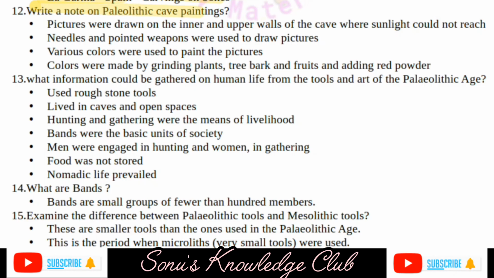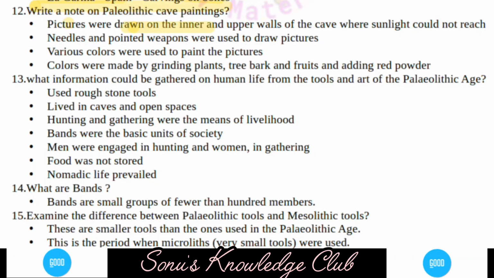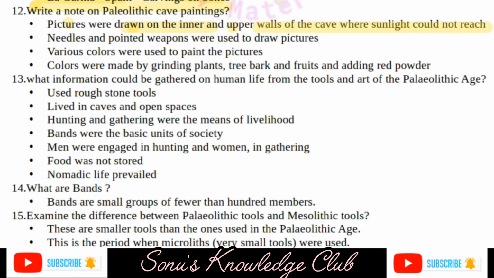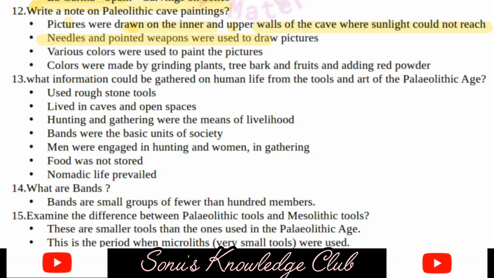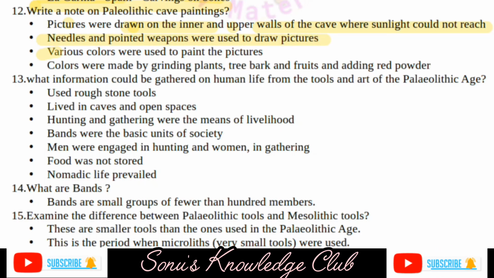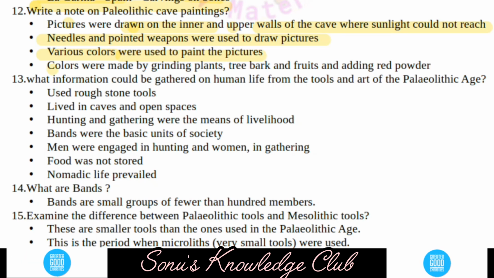Write a note on Paleolithic cave paintings. Pictures were drawn on the inner and upper walls of the cave where sunlight could not reach. Needle-like and pointed weapons were used to draw pictures. Various colors were used to paint the pictures. Colors were made by grinding plants, tree bark, and fruits and adding red powder.